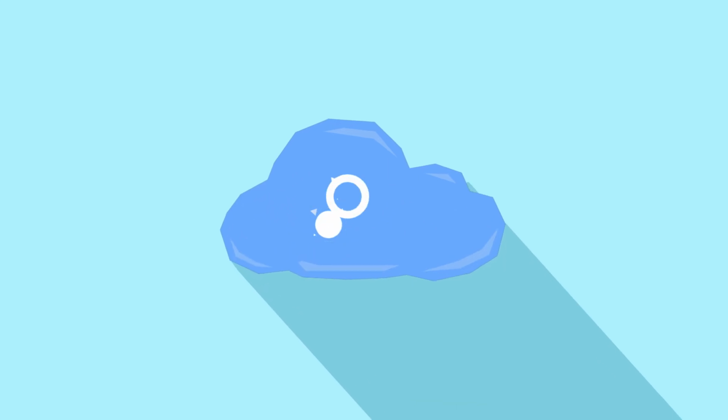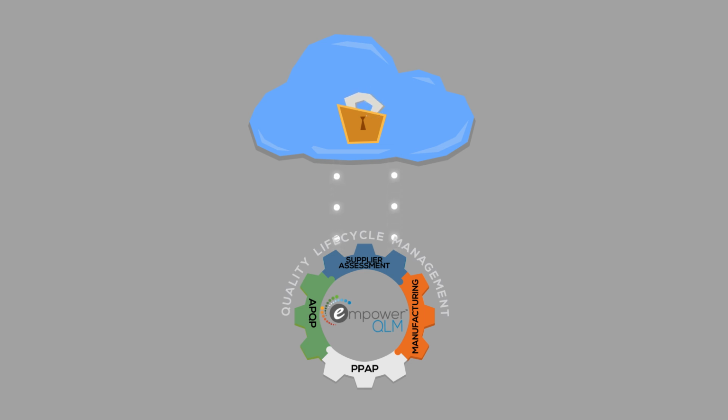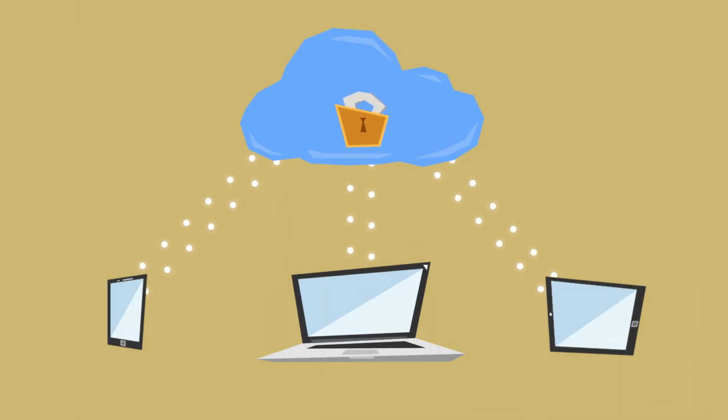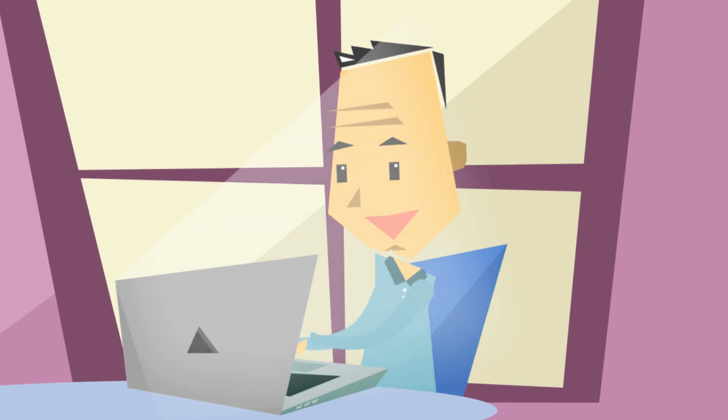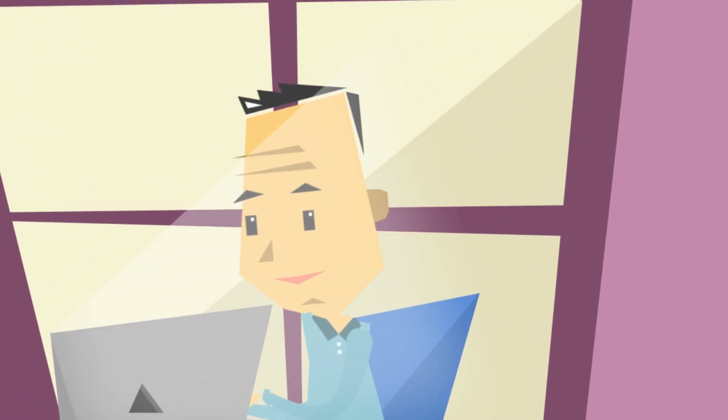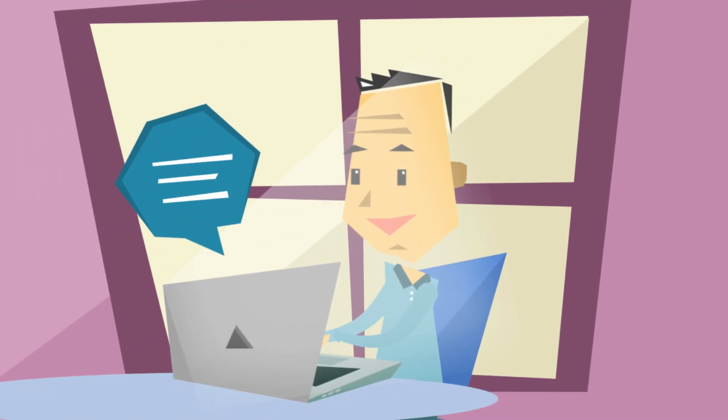Empower PPAP is completely web-based software as a service that connects your entire supply chain and securely syncs through the cloud, so anytime, anywhere, you can review and edit documents or monitor progress. And if you find yourself needing help along the way, Empower PPAP will guide you.